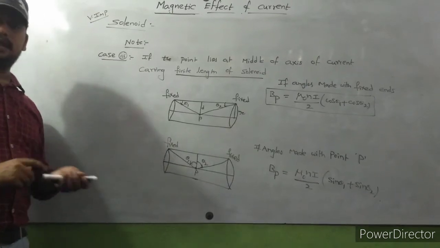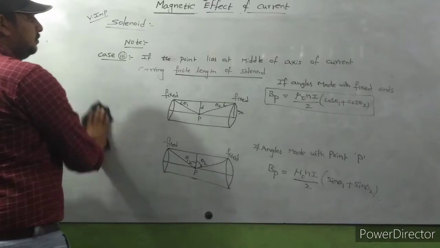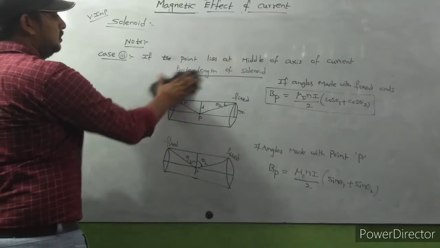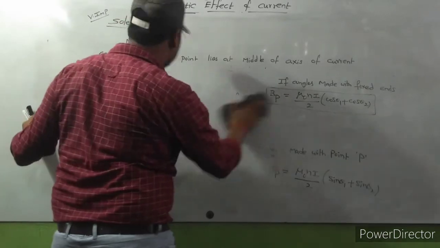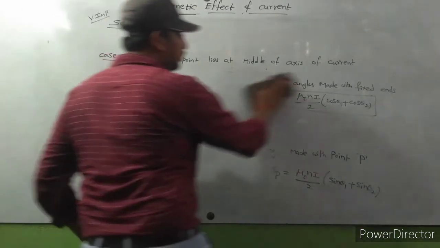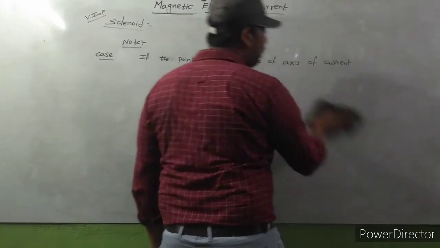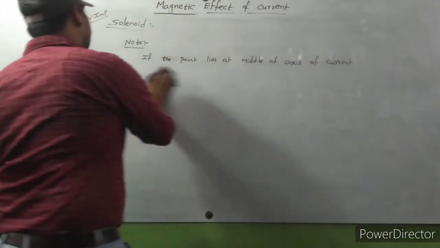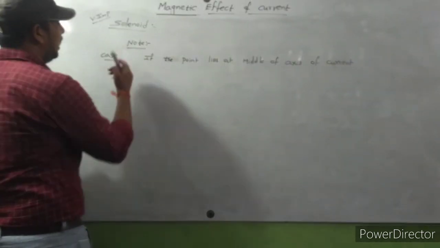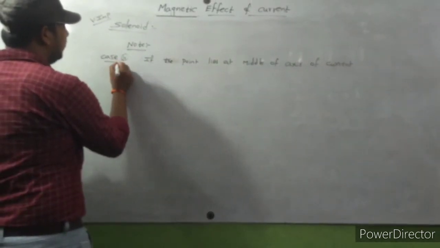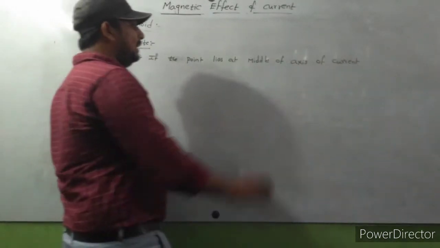Next we will discuss case 4. This is the last case. So please memorize all these 4 cases. Then if any question or numerical is given based upon the solenoid, it is easy to solve that numerical.